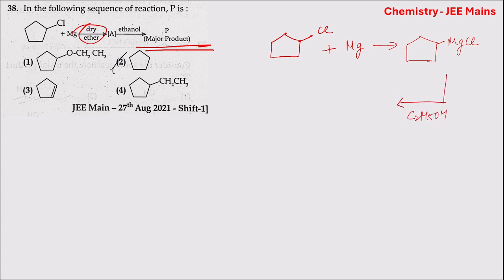Ethanol breaks into C2H5O minus ion and H plus ion. This compound becomes cyclopentane. This is the major product. The major product P is cyclopentane, and another product formed is MgBr-OC2H5. So the major product P is the cyclopentane. So correct option is option 2.